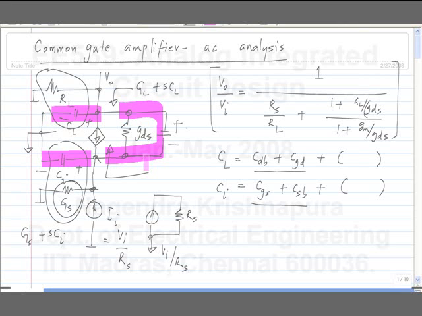Where will the 0 be? In the right half plane or the left half plane? Why?